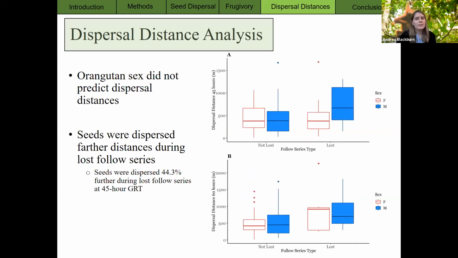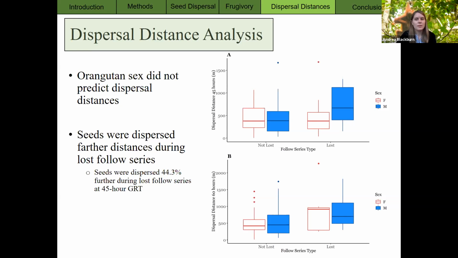We found that orangutan sex was not a predictor of dispersal distances, contrary to our predictions. None of the orangutan sexes were dispersing seeds significantly longer or shorter distances than the others, although our sample size on flanged males was small. Seeds were dispersed farther during lost follows than non-lost follows.